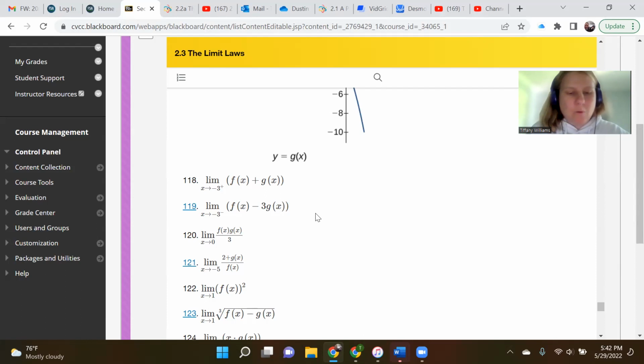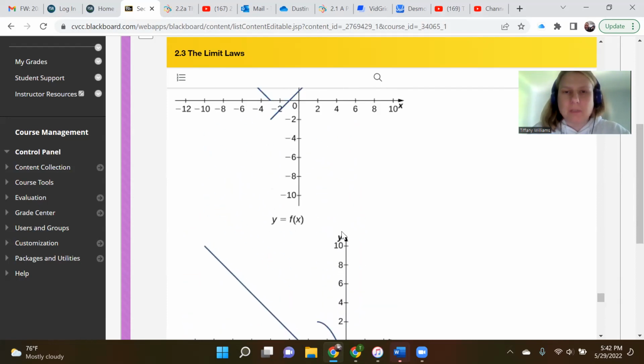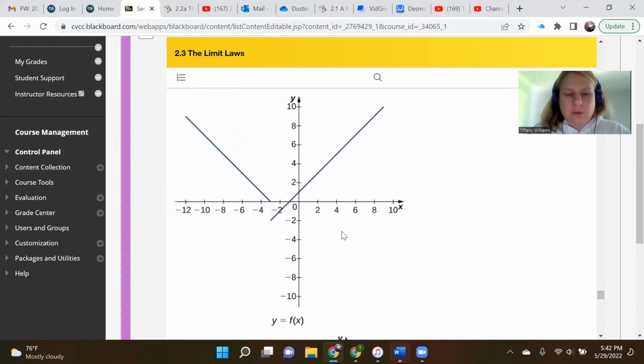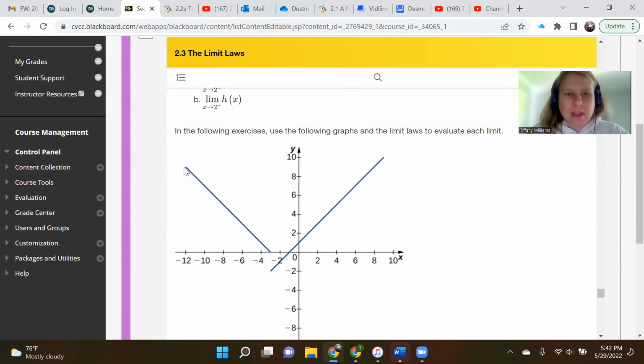So I want to figure out what is the limit as x approaches -3 from the left of f of x. So I'm going to go up to this graph here. I'm approaching -3 from the left. This is my f of x graph, right? As I'm approaching -3 from the left, it does look like we are going to get a 0 in that spot. So my first value there is going to be a 0.